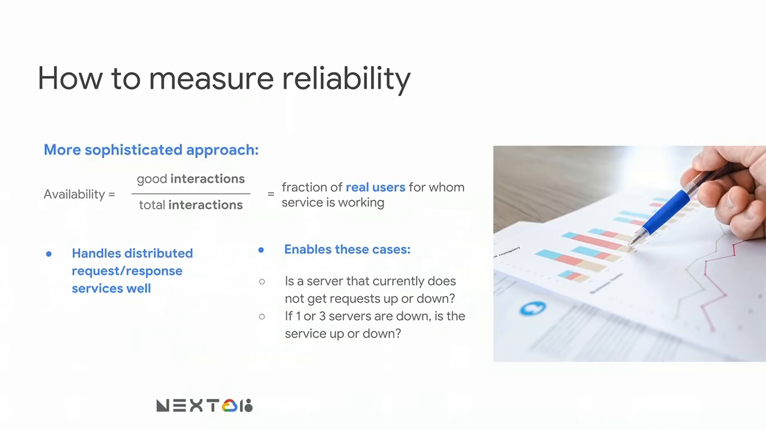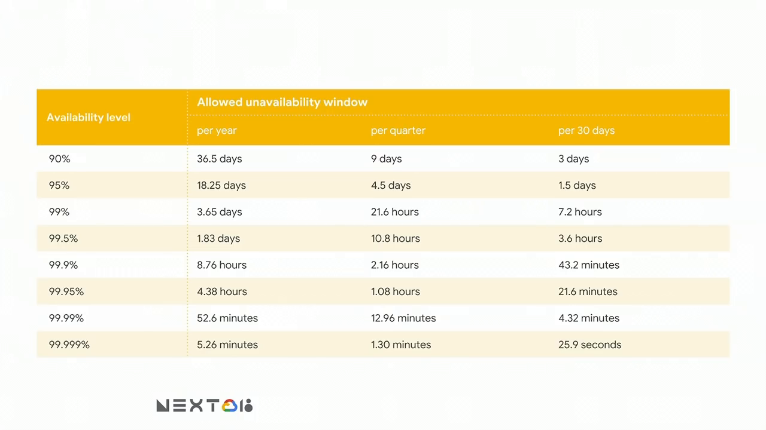So there's a more sophisticated approach that you may want to use as well, which looks at interactions. You take the good interactions over the total interactions, and that's the fraction of real users for whom the system is working. Another advantage of this is it brings the focus back to the user, who's really the person we're concerned about in the first place. So this handles our distributed request response service as well, and it enables cases like, is something that's down and not getting requests, do we care? No, because we're not getting any interactions. If a few of our services are down and they are getting requests, what's our availability? We look at the interactions, there we go.